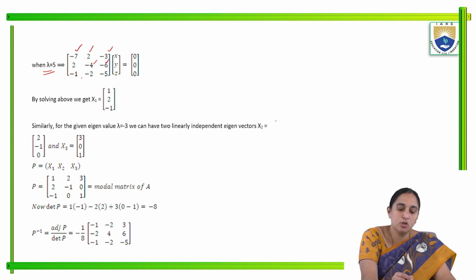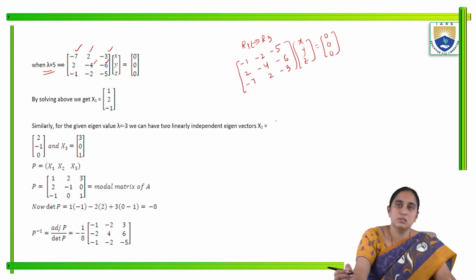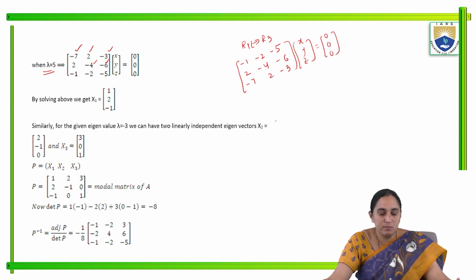Before applying the echelon form, first of all, I'll interchange the rows. That means R1 interchanges with R3. That is -1, -2, -5, 2, -4, -6, -7, 2, -3, into x, y, z is equal to 0, 0, 0.